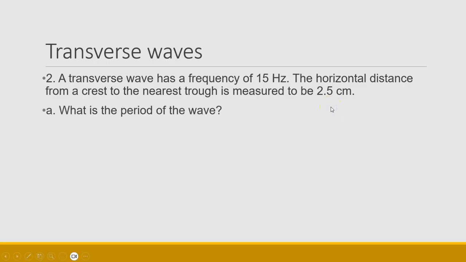Coming back to our question, the first question is, what is the period of the wave? And we can work out the period of the wave based on the frequency alone. Period is 1 over frequency, which is 1 over 15, and period is time, so it is measured in seconds, and we round off our answers to 2 decimal places.